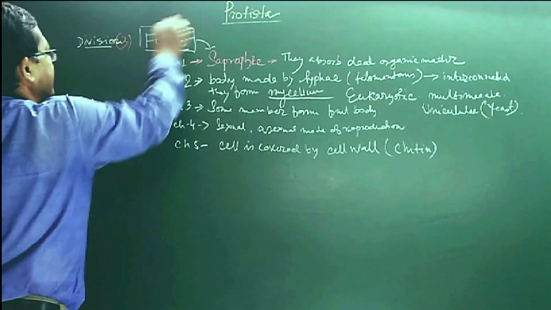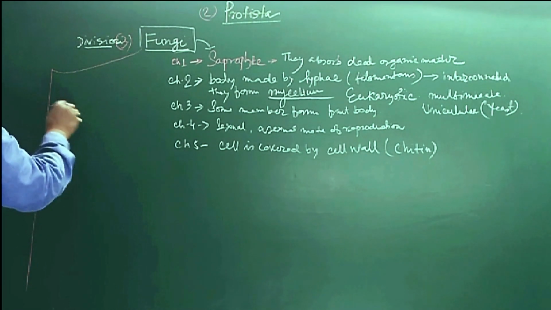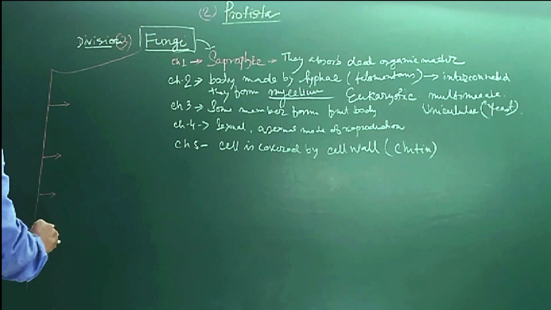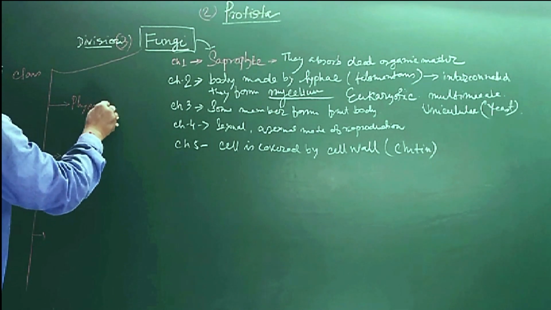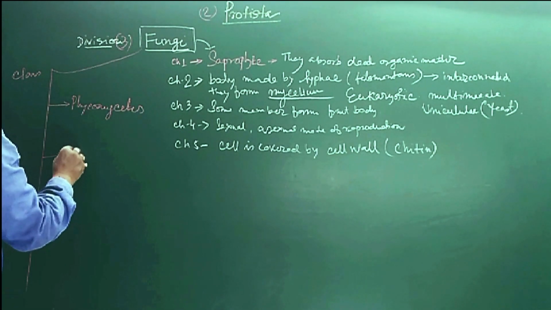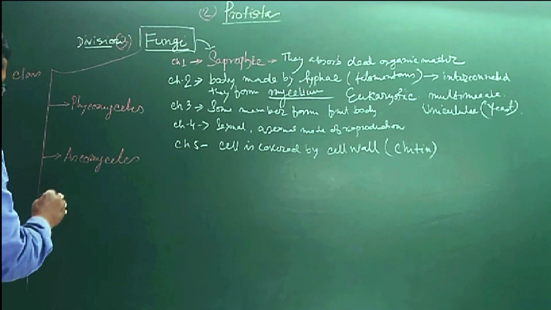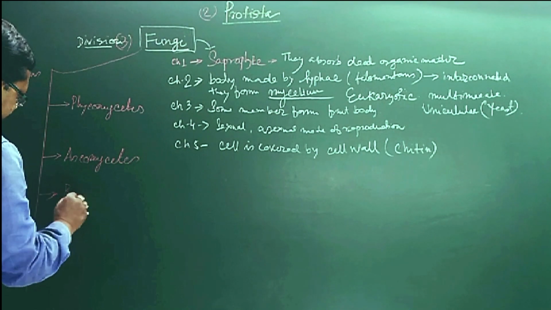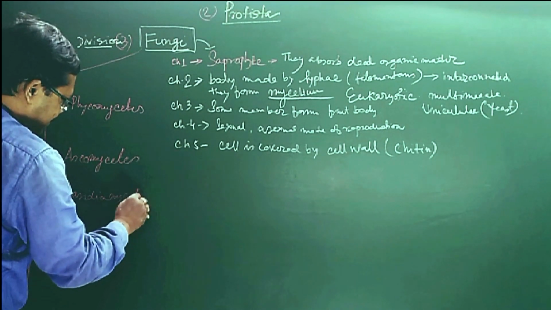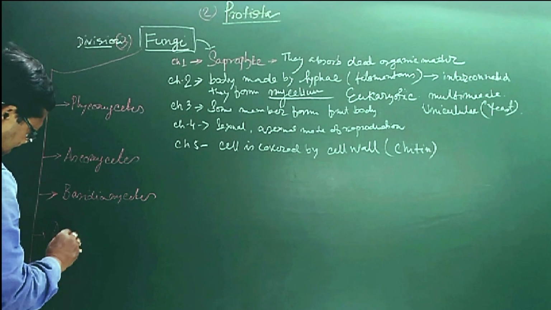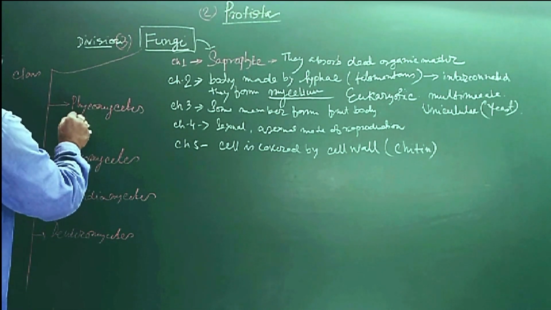It is the third member, and it is the second kingdom. These fungi are classified into several classes: Phycomycetes, Ascomycetes, Basidiomycetes, and Deuteromycetes. These are the 4 classes.